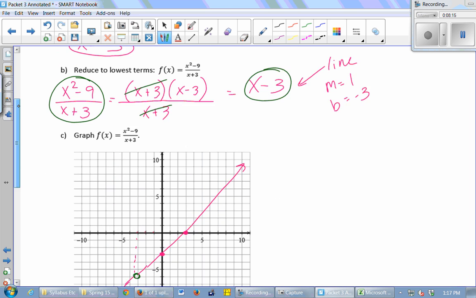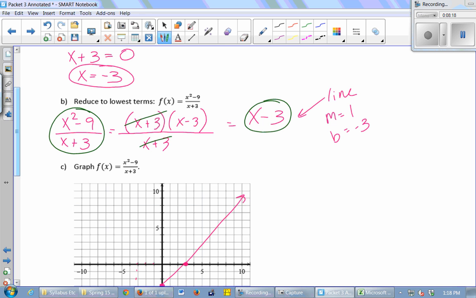So think about that -3. If you put -3 into the original function, x squared minus 9 over x plus 3, you get 0 on top and 0 on the bottom. So you get a hole. Can you say that again? If you plug -3 in here, -3 squared minus 9 over -3 plus 3, that results in 0 over 0. Both the top and the bottom give you 0. That means you have a hole in the graph. If just the denominator were 0, that would be an asymptote.